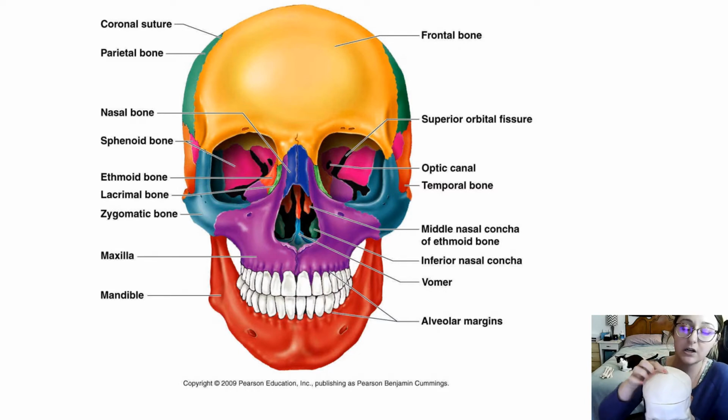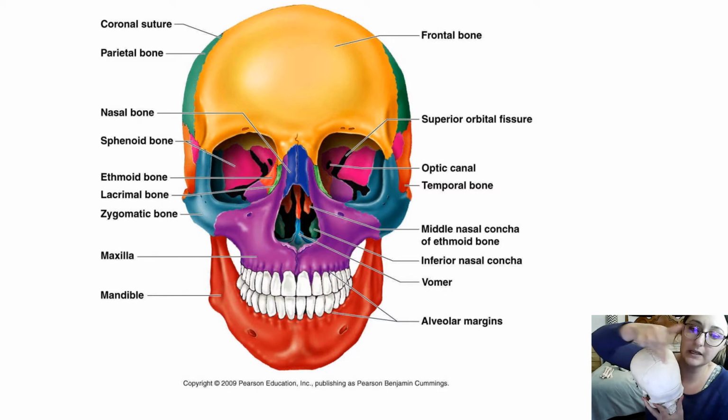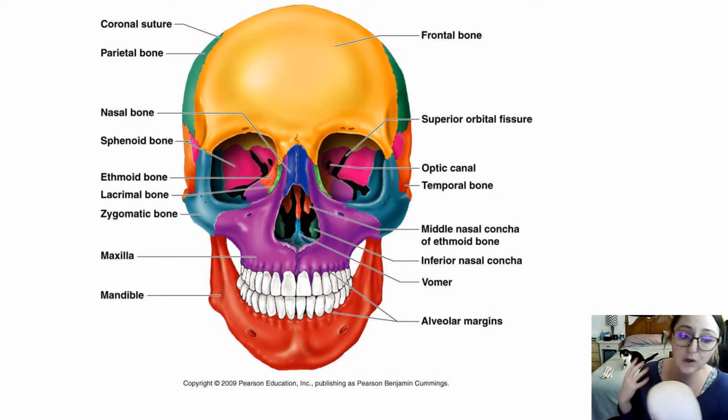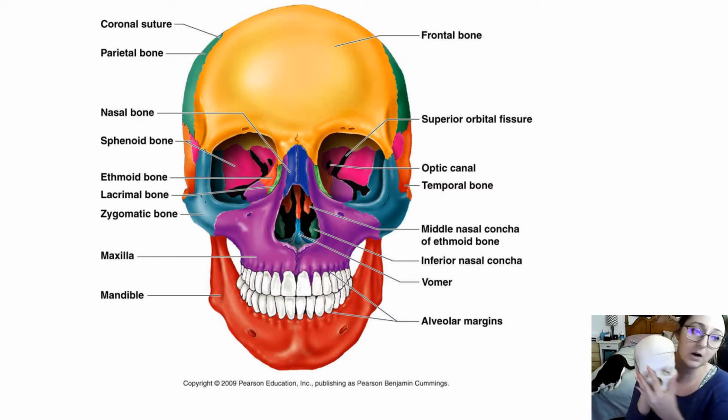This suture is what connects all of the bones that make up the cranium. So this suture right here is known as the coronal suture. You can think of coronal like corona, or crown, is what it means. So from there, we're going to work our way down.